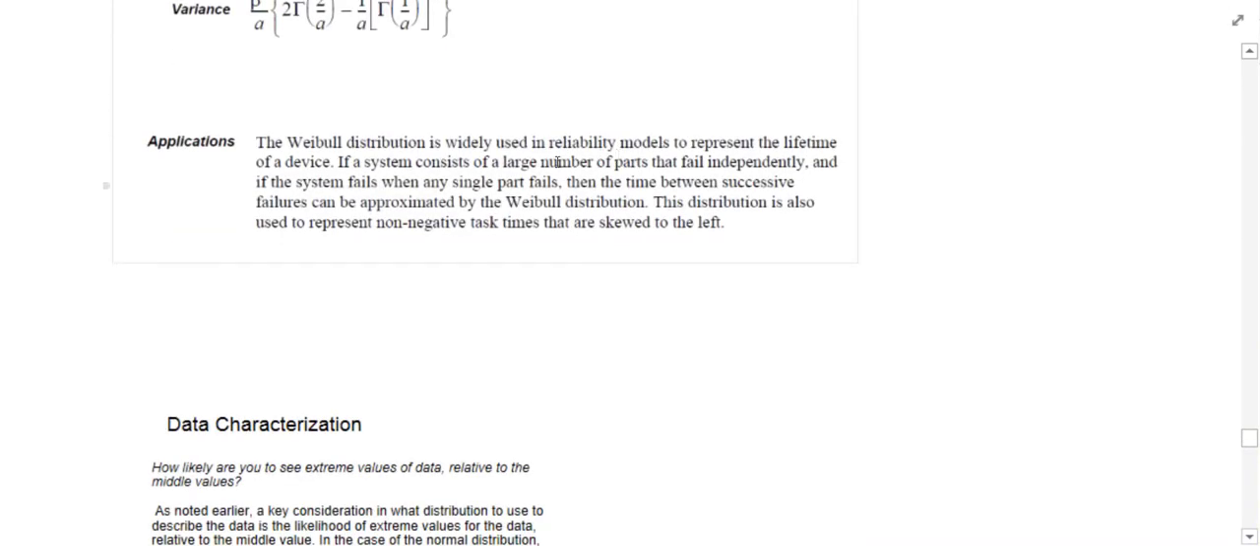But again, like all statistical process work and picking appropriate distributions, you need to make sure that you meet the criteria going in, which is independent failure of the parts. There can't be a dependency between them, and also that a single part causes a system failure.